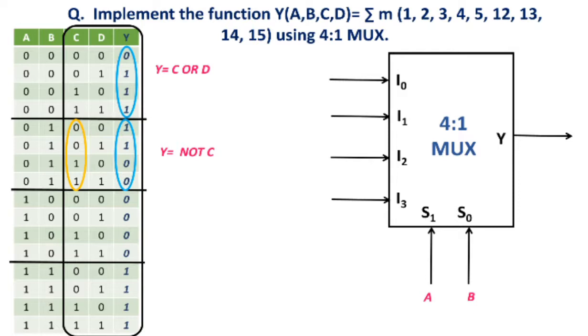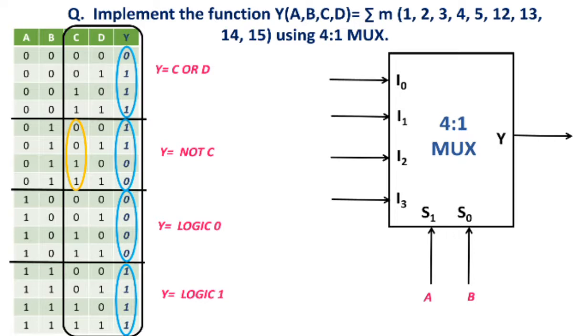right? Now the next 4 combinations, Y is 0, 0, 0, 0. That means irrespective of the values on C and D, Y continues to remain 0. So in such a case, I can say that Y is logic 0 throughout, right? Now the last case, Y is continuously 1 irrespective of the combination of C and D. In such a case, Y is nothing but completely logic 1.